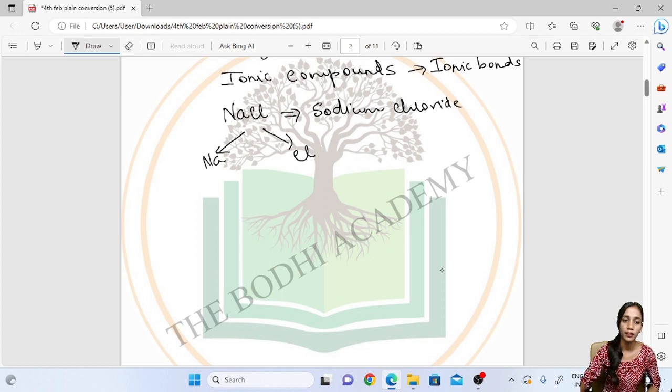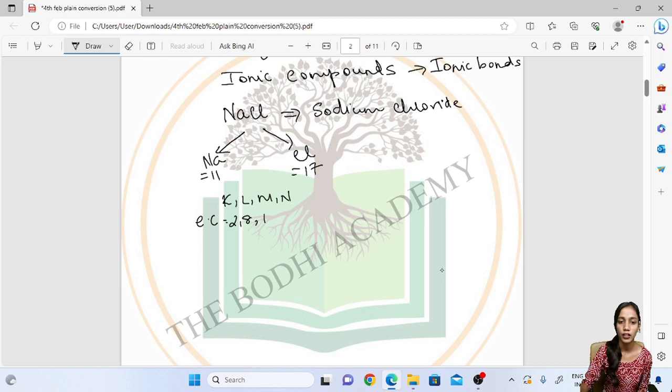The atomic number of sodium is 11, and the atomic number of chlorine is 17. Atomic number means the number of protons, or electrons. Protons are present in the nucleus and electrons are present in the shells, and atoms have shells which are K, L, M, N. Now we will see the electronic configuration of sodium first. As it has 11 electrons, the electronic configuration of sodium becomes 2, 8 and 1.